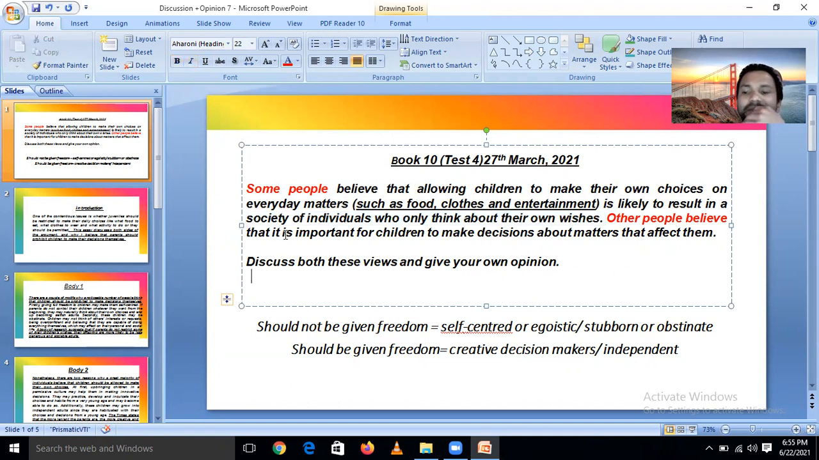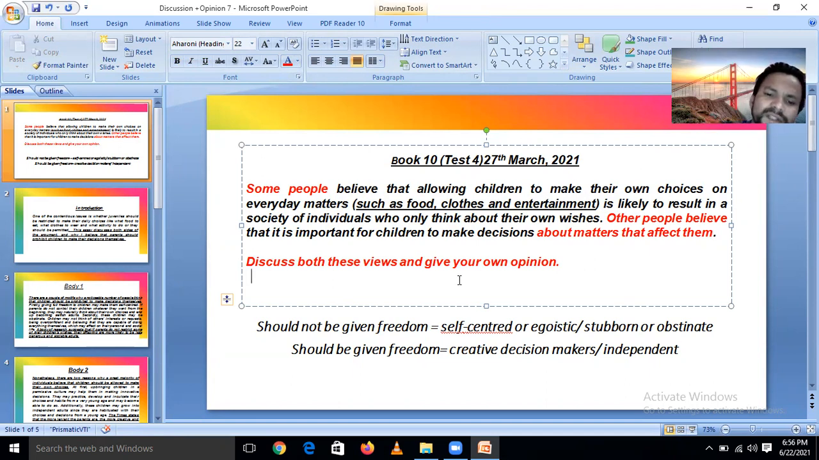Other people believe that it is important for children to make decisions about matters that affect them. They should make decisions because these decisions play a vital role in their later life. So discuss both these views and give your own opinion. Same discussion plus opinion. First of all, you need to brainstorm. You need to come up with two clear ideas on each side of the argument.